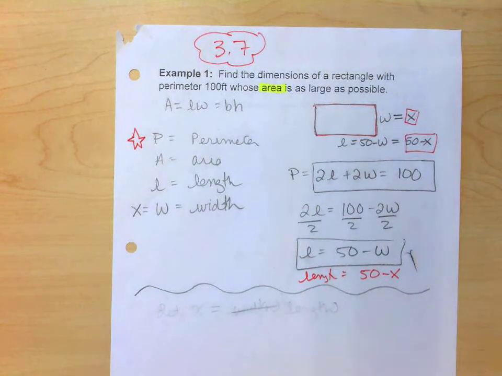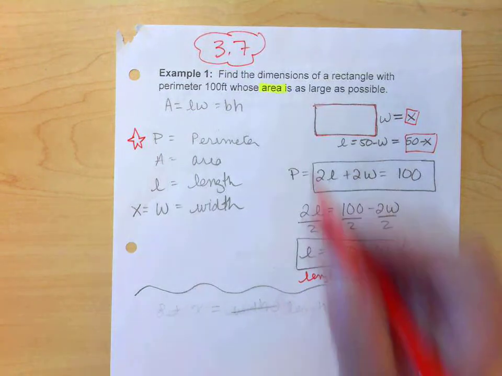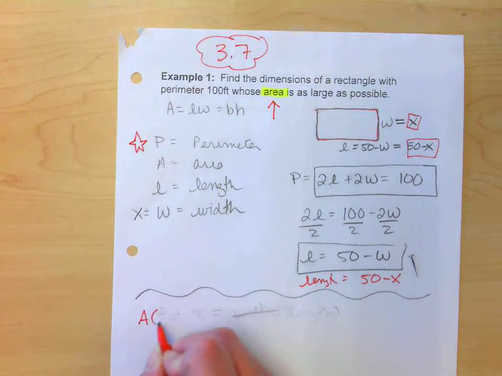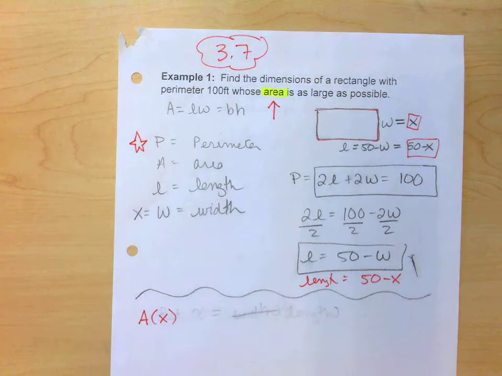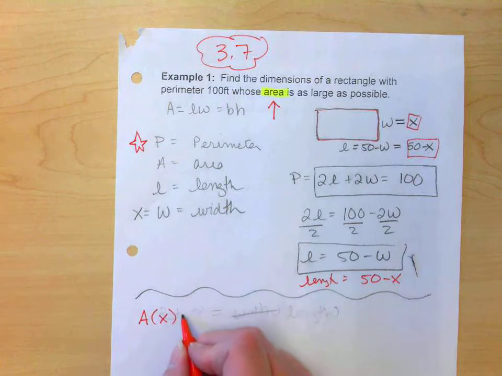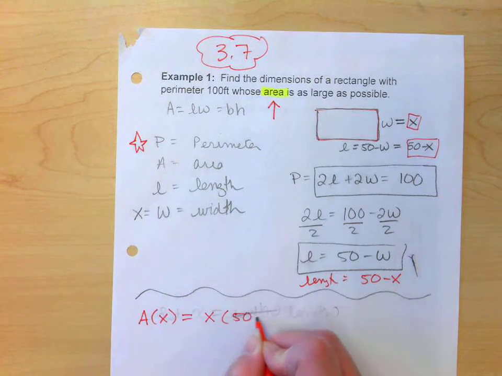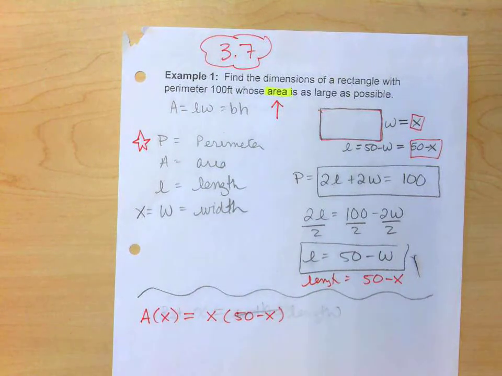And now I am all set to write this quantity that I'm trying to optimize as a function of x, because the area with respect to x is going to be x times 50 minus x. That's the first legwork for this problem.